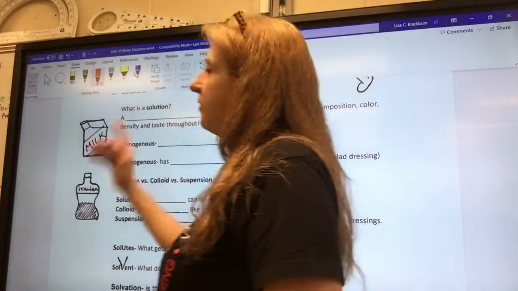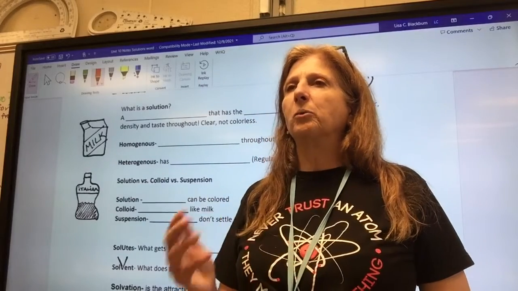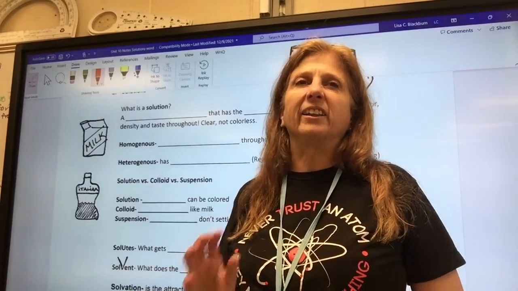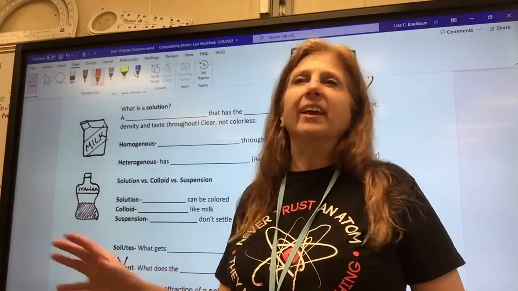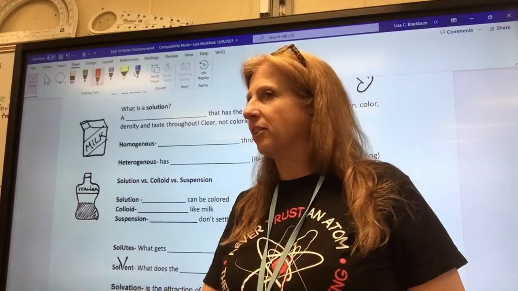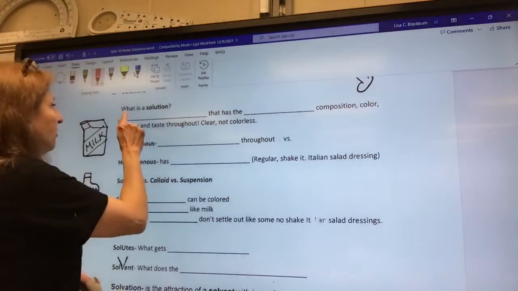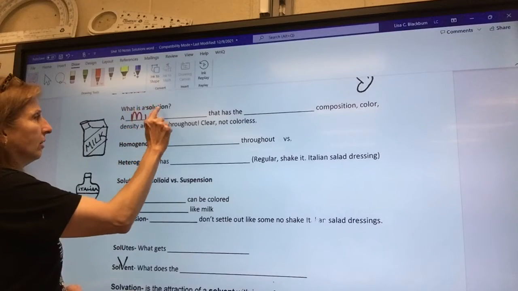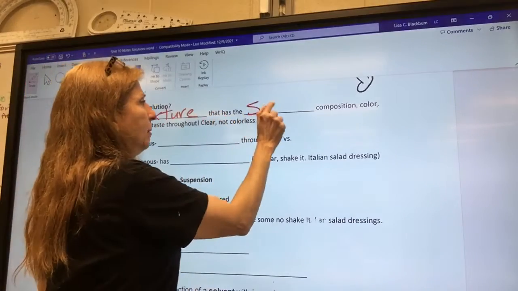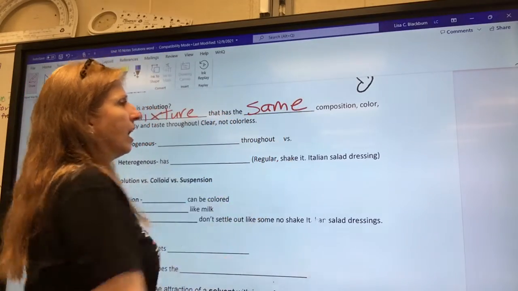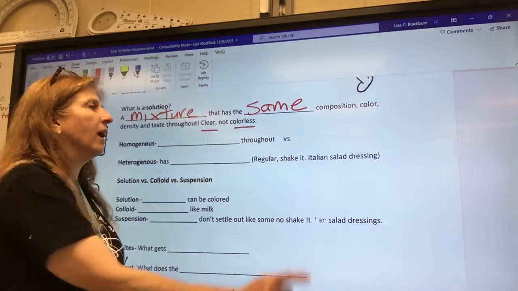Next, what is a solution? Now, in chemistry, we will often use the word solution when it's not exactly technically correct. A lot of times, we'll use the word solution for anything that's in a beaker. If it's in a beaker, it's a solution. But it actually has a technical definition, and it's this. A solution is a mixture that has the same composition, color, density, and taste throughout. It is clear but not colorless.